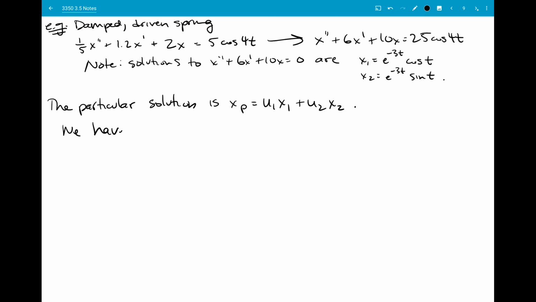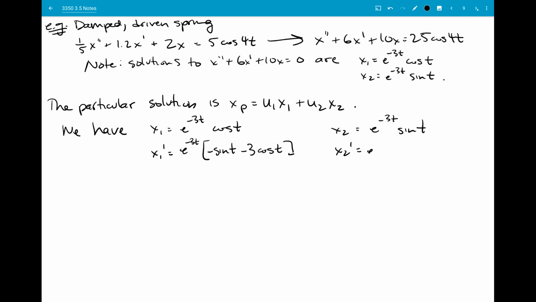So we have x1 equal to e to the minus 3t cosine of t, and x2 equal to e to the minus 3t sine t. So we can compute our derivatives. X1 prime is going to have an e to the minus 3t on every term. And then we could imagine that we take the derivative of cosine t and get minus sine t, or we could imagine that we took the derivative of e to the minus 3t, pulled out a minus 3, and kept our cosine the same.